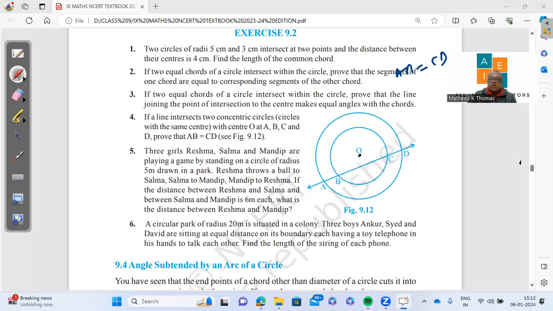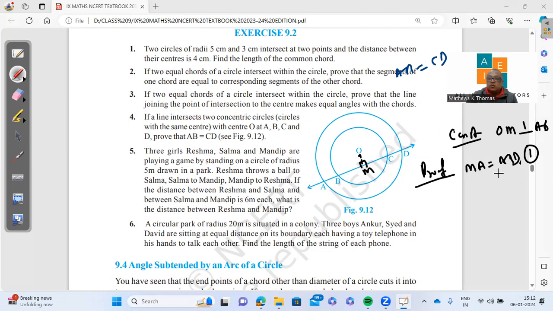For this, what we need to do is draw OM perpendicular to AB. Construction: draw OM perpendicular to AB. Now, this is based on the theorem that the perpendicular bisects the chord. So, if you take the bigger circle, I can say that MA is equal to MD. This is a perpendicular, and a perpendicular will bisect the chord. So, MA equal to MD. If you take the smaller circle, again, BC is a chord, OM is a perpendicular. I can say MB or BM is equal to MC or CM. The chord is getting bisected by this.